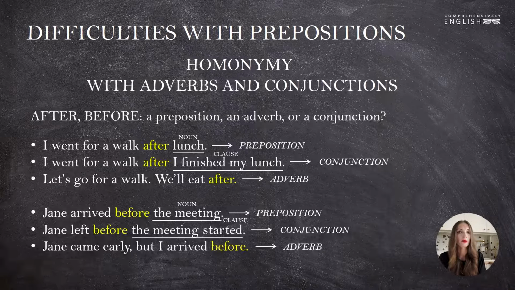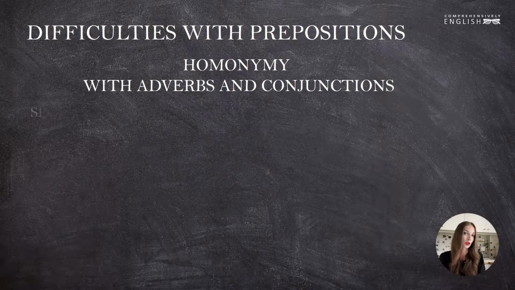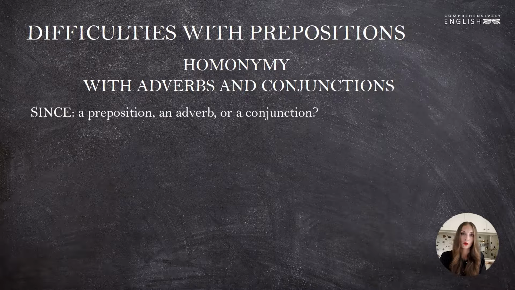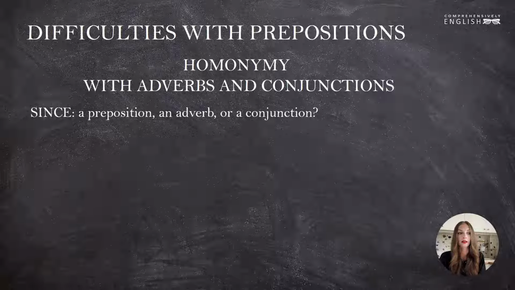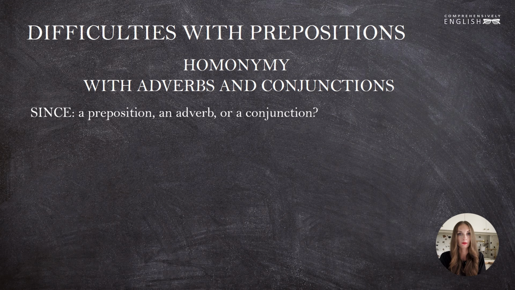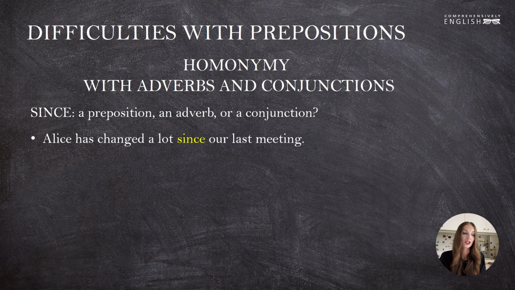Speaking about homonymy, we cannot avoid the word since. Since can also be a preposition, can be an adverb or a conjunction. And unlike the previous words, after and before, since has different meanings. Alice has changed a lot since our last meeting. The idea is the same. Our last meeting is a noun phrase. Since introduces it or connects it to other words in the sentence, which means it is a preposition.